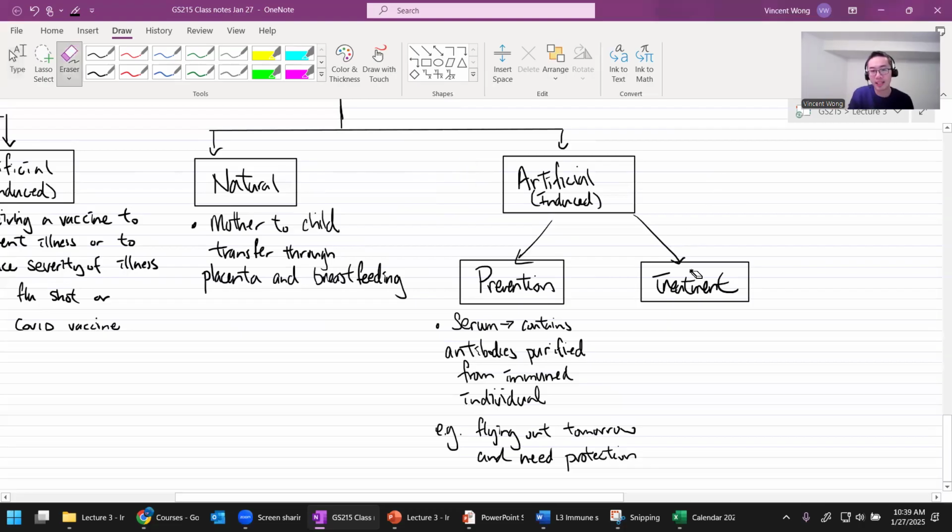I put a treatment here, but it's more like prevention slash treatment. Okay. If you did get the virus, then it would help you treat it. If you didn't get it, then it's more like a prevention. Okay. So here, e.g., rabies, or hepatitis.